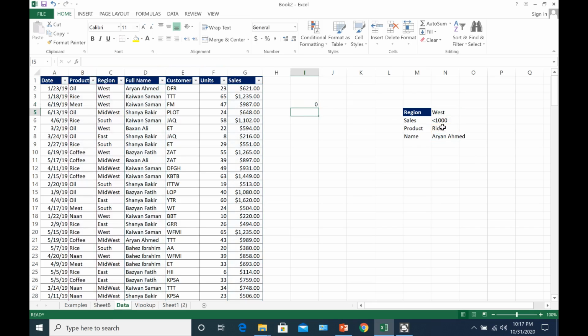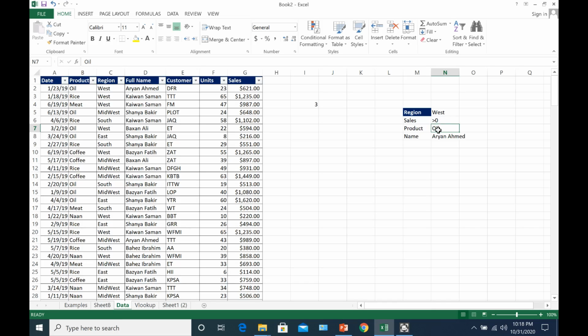Okay, Aryan doesn't have anything. What about oil? Does Aryan have oil? There are three sales, for example, from Aryan selling oil when it's less than 1000. What about if it's equal to 1000? Nothing. What about if it is greater than 1000? Nothing. If we just check all of them, it's going to tell us 3.